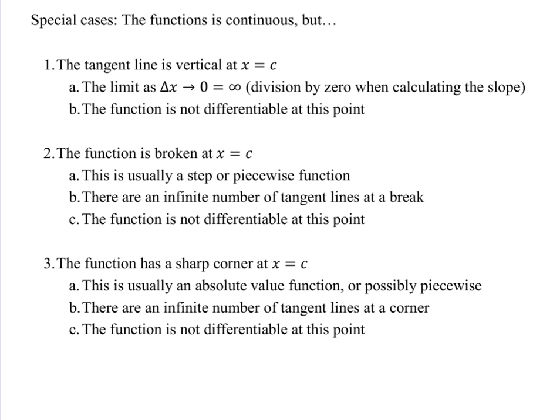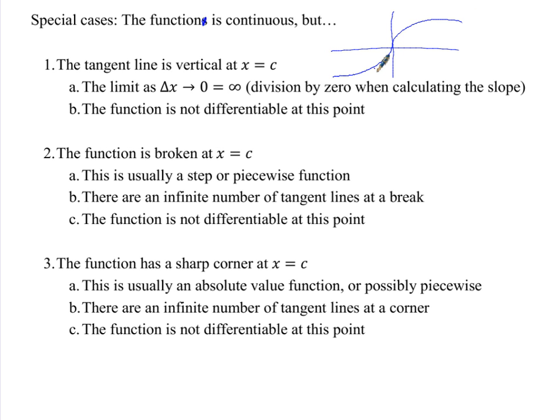All right, special cases. We've been talking about continuous functions. These are special cases of continuous functions. So the function is continuous, but the tangent line is vertical at x equals c. So the way that would happen is if I had a graph that kind of does this. And we do have graphs that do this. They go vertical right there.